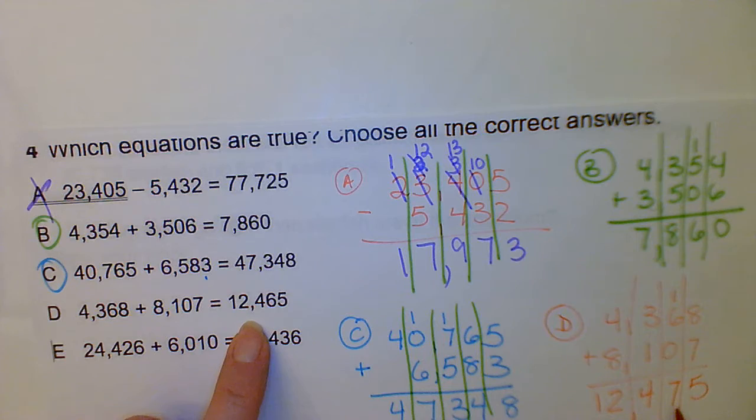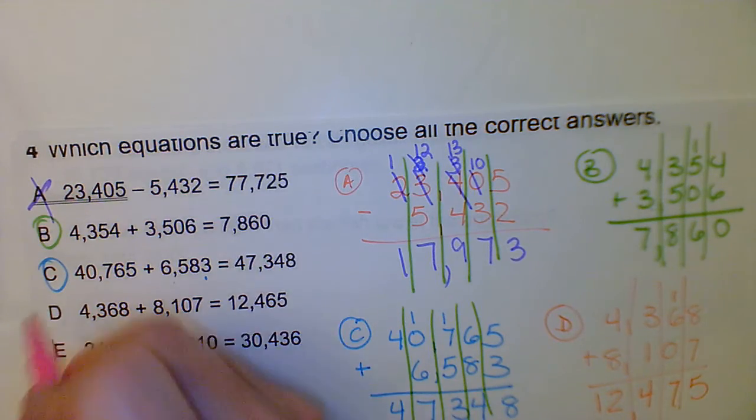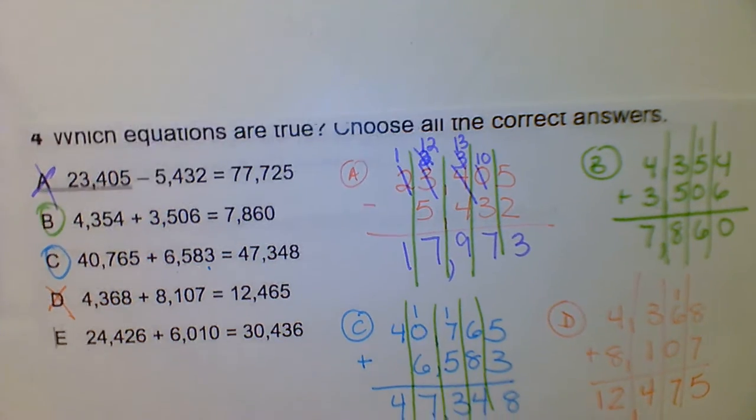Did they get it right? Oh, they did not. Look, this number is too small. We have 7 tens. They have 6 tens. And you know what I bet they did? I think they forgot to count that regrouped number in there. I think that's their error. So this one is wrong.